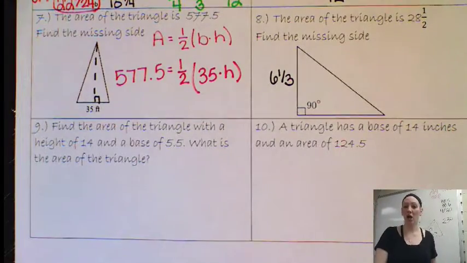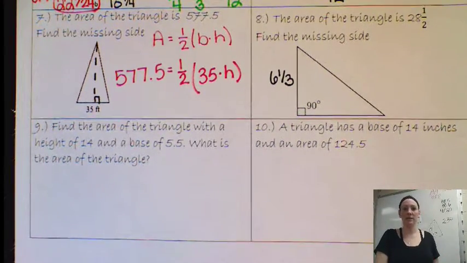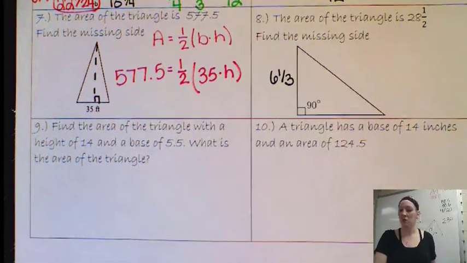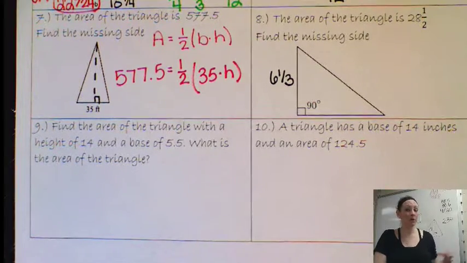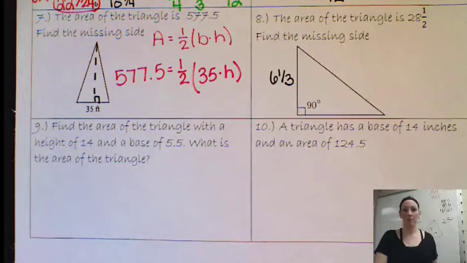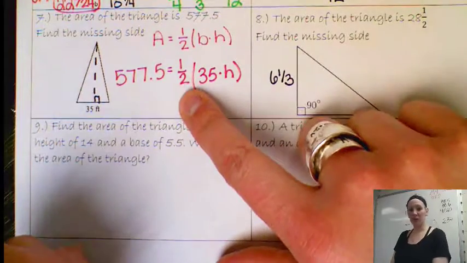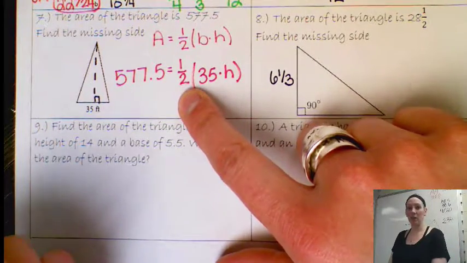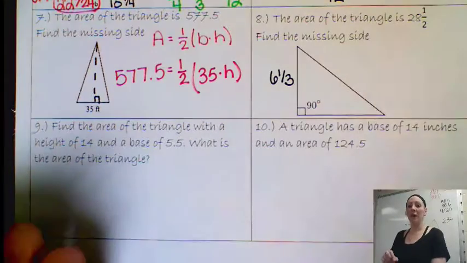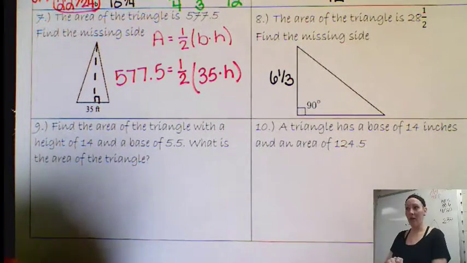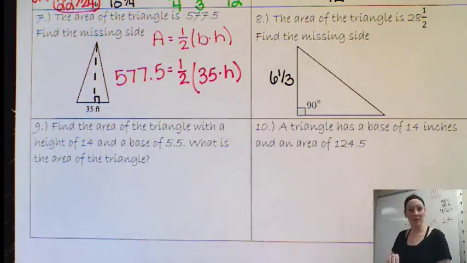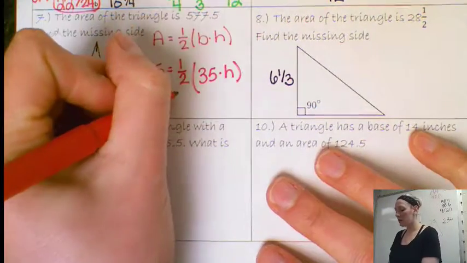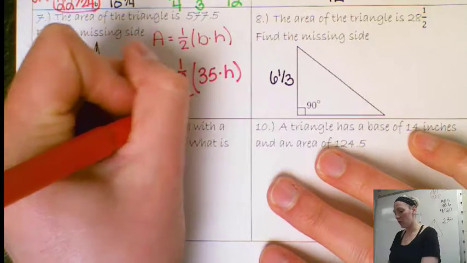Now, if you watch other YouTube videos or talk to your parents or siblings, there are multiple ways that you can solve this one. I'm going to solve it in this way, and you can go from there. The first thing I'm going to do is get rid of the half. Right now I'm multiplying by half, and the inverse is to divide by half, or to multiply by the reciprocal. So I am going to multiply this by 2 over 1.